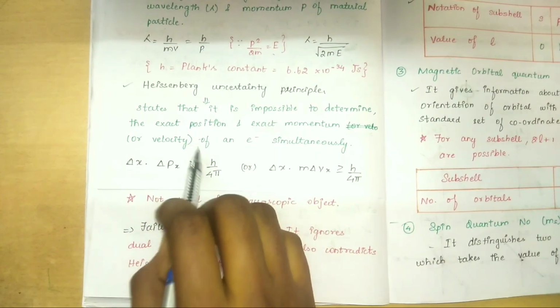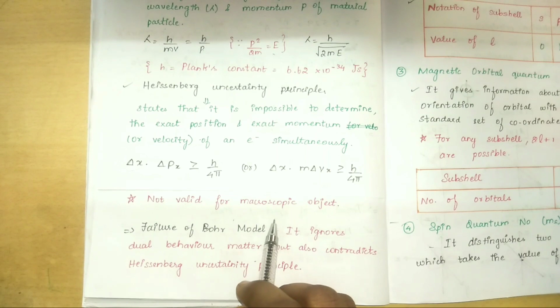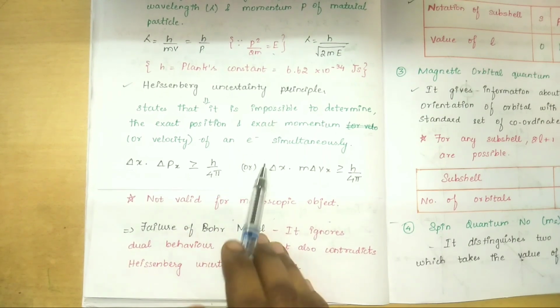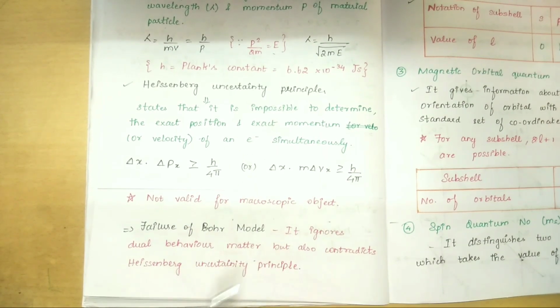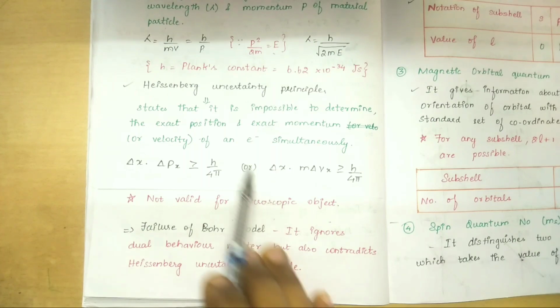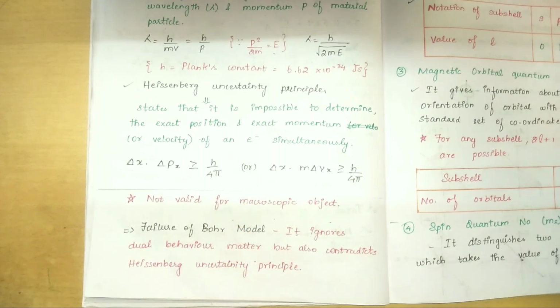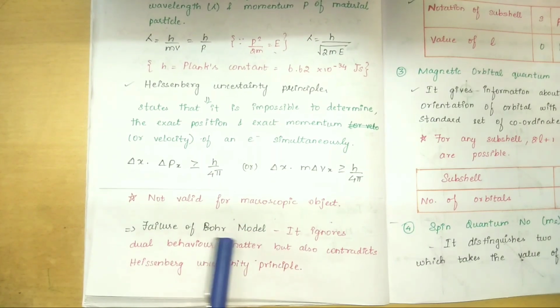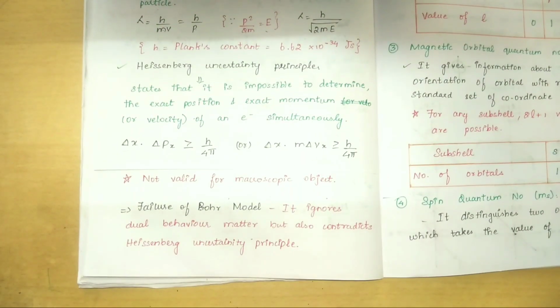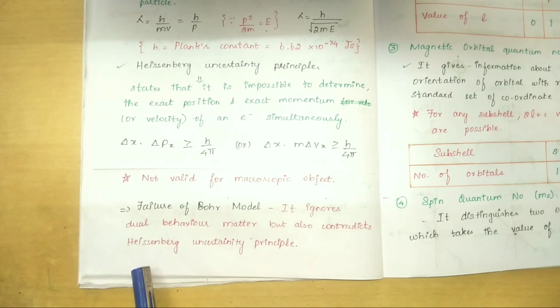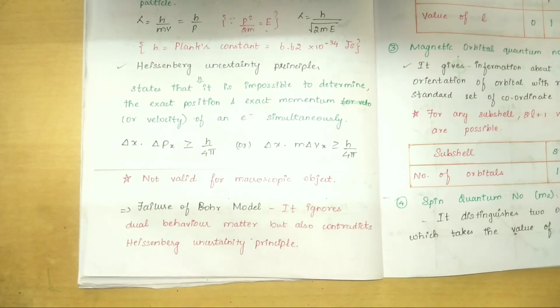Then this principle is not valid for macroscopic objects. The Heisenberg principle is applicable only to microscopic objects. Then the failure of the Bohr model, why does it fail? It ignores the dual behavior of matter, and it also contradicts the Heisenberg uncertainty principle. These things are required, but Bohr ignored all of them, so his model failed.